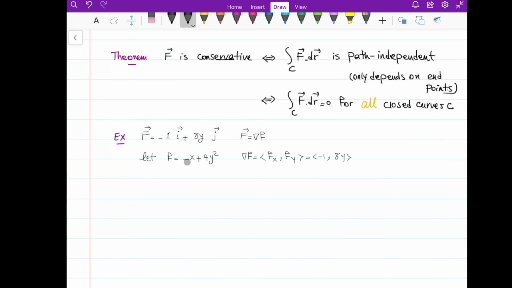So should we always guess the potential function, or is there a procedure to do it? Actually, I'm going to explain that in the next video, but for now, let's keep this one.